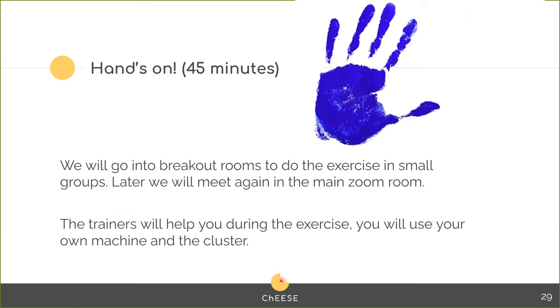Okay, then I suggest we split up. So we will have 6 breakout rooms. And the goal is to spend 45 minutes getting everything up and running, submitting your kinematic earthquake model. And you will also look at some output together and hopefully fix Docker problems.